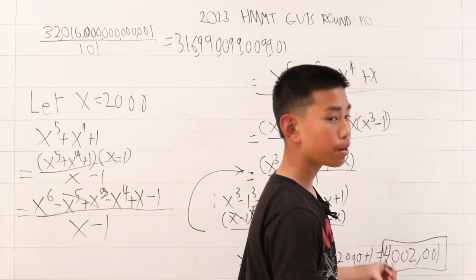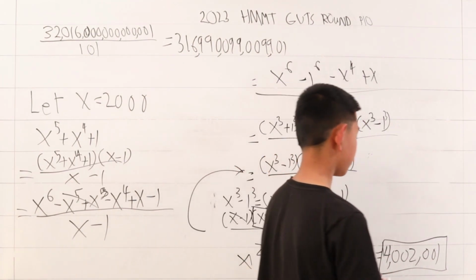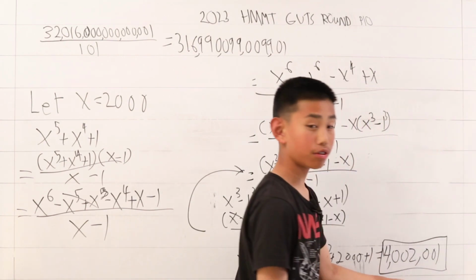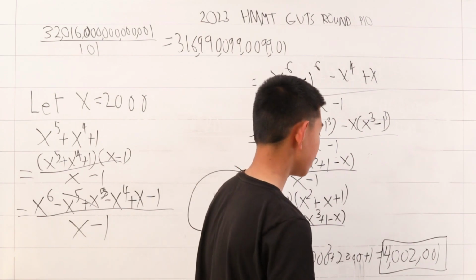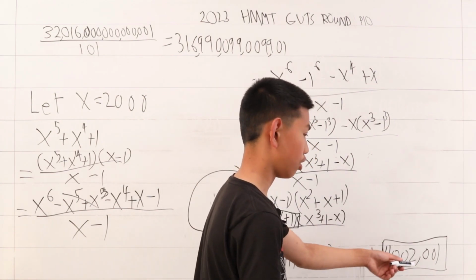And since we were given earlier that they have to be prime, and if you divide this by 101 it does not output a whole number, we know that this is prime and this is our only answer.